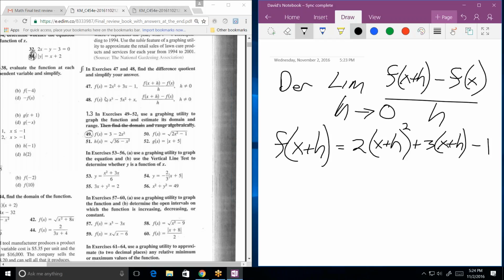Okay. Now we do have to expand that. In other words, we do need to simplify that. Before we can subtract f of x, we need to expand all of this. You'll see why once we do it. So first of all, expand x plus h squared.